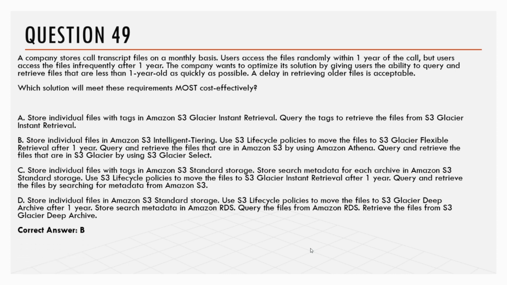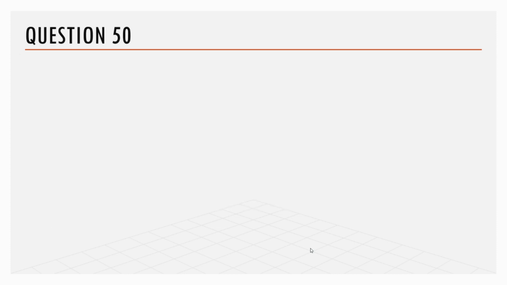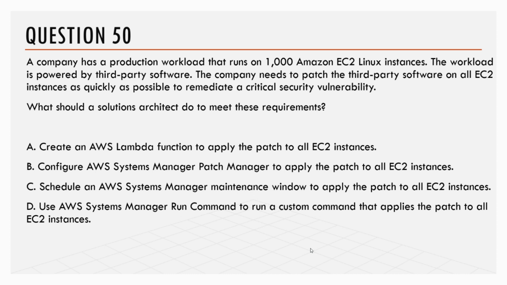And the correct option is B, that is store the individual files in Amazon S3 Intelligent-Tiering. Use S3 lifecycle policies to move the files to S3 Glacier Flexible Retrieval after 1 year. Query and retrieve the files that are in Amazon S3 by using Amazon Athena. Query and retrieve the files that are in S3 Glacier by using S3 Glacier Select. Let's look into question number 50.